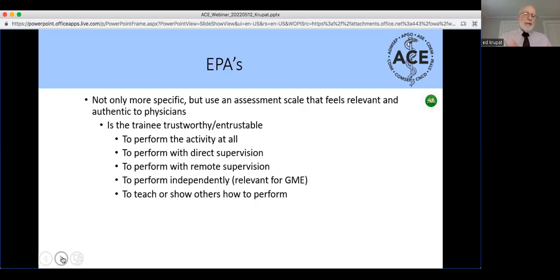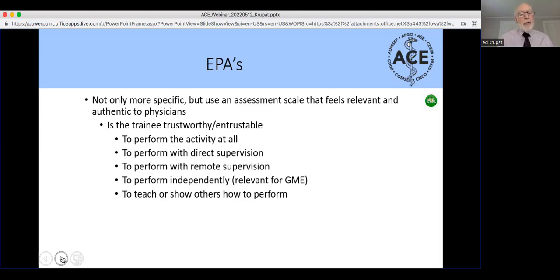And then the point I was going to in this slide is to say, trustworthiness is something that resounds in the minds of physicians when they're talking about their students and their trainees. Can I trust this person to perform the activity at all? I mean, I've heard some people say facetiously, I almost didn't want the person in the room. I didn't trust that person to touch the patient or to be involved at all. Just to be an observer is the best I could hope. That's at the bottom.